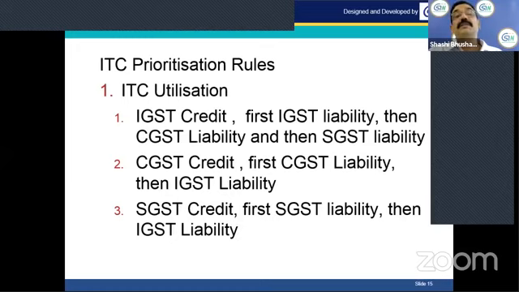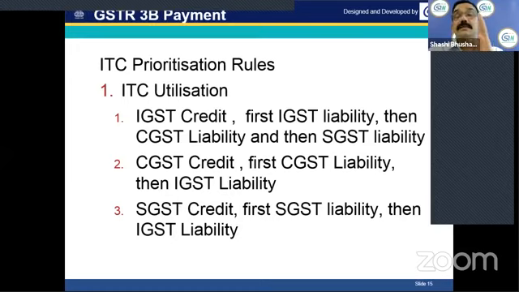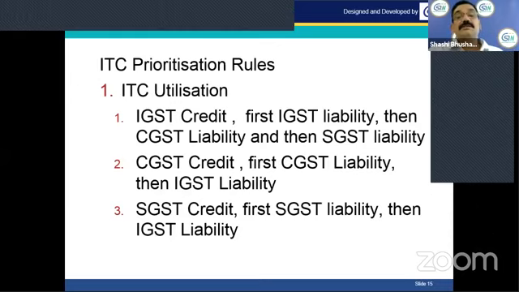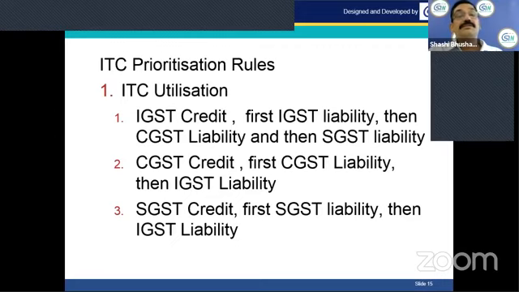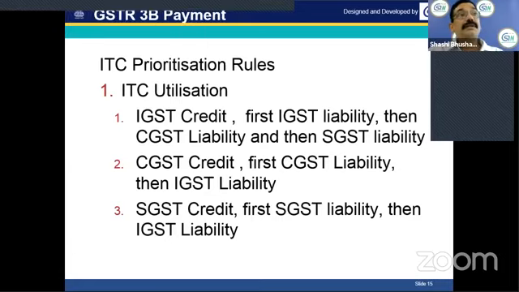One thing which I think all taxpayers will have to get familiarized with, and it is new, is that there is a prioritization rule for utilization of ITC. IGST credit can be first utilized only for IGST liability, and then CGST liability, and then SGST liability. Similarly, CGST credit has to be first utilized for CGST liability and then IGST liability, and similar is the provision for SGST credit. Now these utilization rules have been built into the application, and you have to be cautious while furnishing these details.